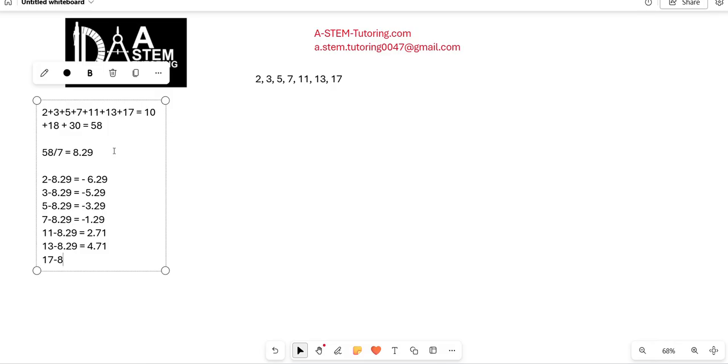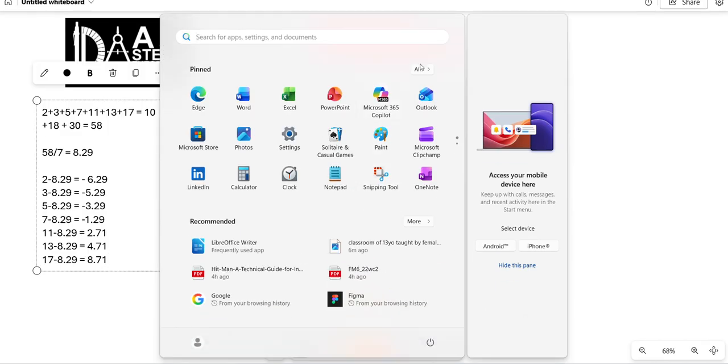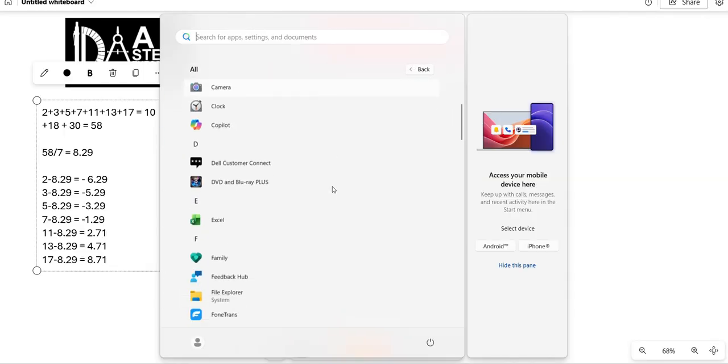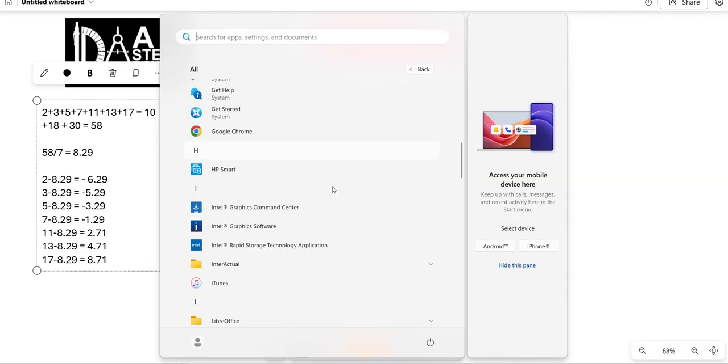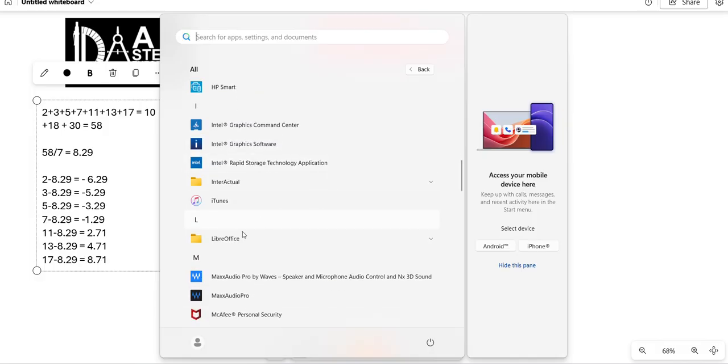17 minus 8.29 equals 8.71. At this point, we would square all of these and sum them up. So, to make life easier, we'll do this in a spreadsheet program. I like LibreOffice, but you can use any spreadsheet you like. If you like Excel, that's fine. Maybe use Google Sheets, whatever floats your boat.